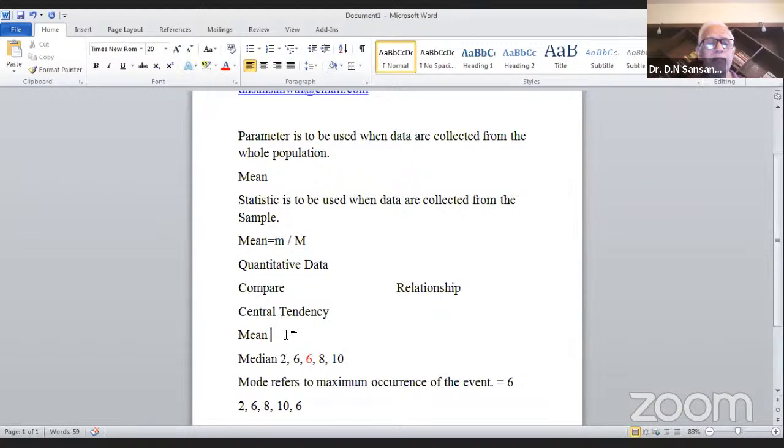But if you calculate the mean, then you are using the collected data: 2 plus 6 plus 8 plus 10 plus 6, and this has to be divided by 5. So when you compute the mean, the entire collected data will be used. And that is why whenever we compare, we always compare on the basis of the mean. Because when you compute the mean, you are not using some part of the collected data, but you are using the entire data, whatever you have collected.